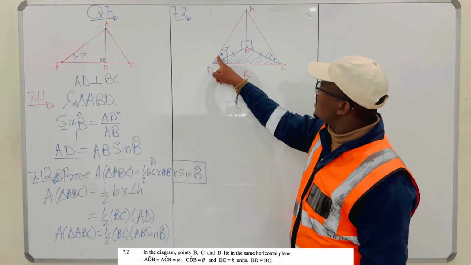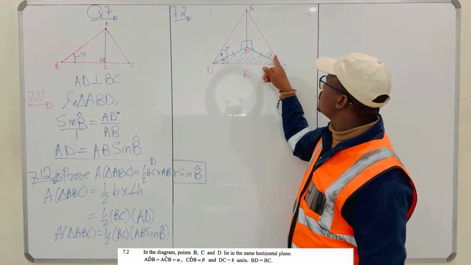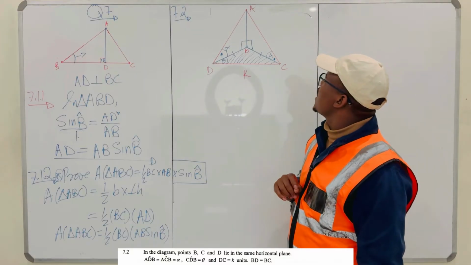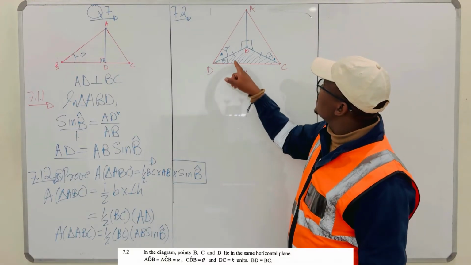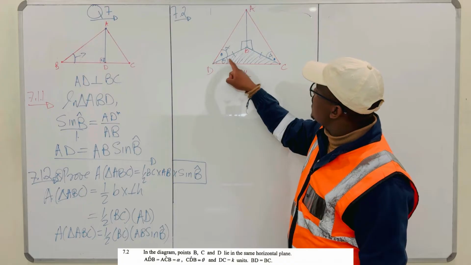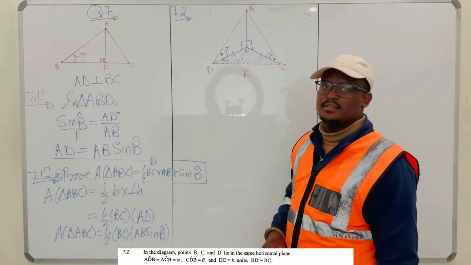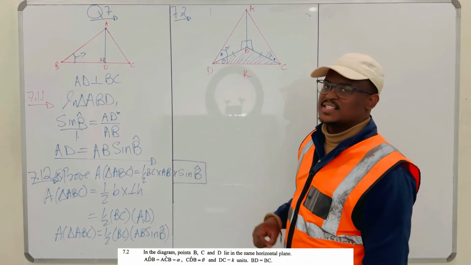They're telling me that this angle of elevation is equal to this angle of elevation here. Right? And then they went on to say that this one is equal to theta, and this side BC is equal to BD. So that side is equal to this side.